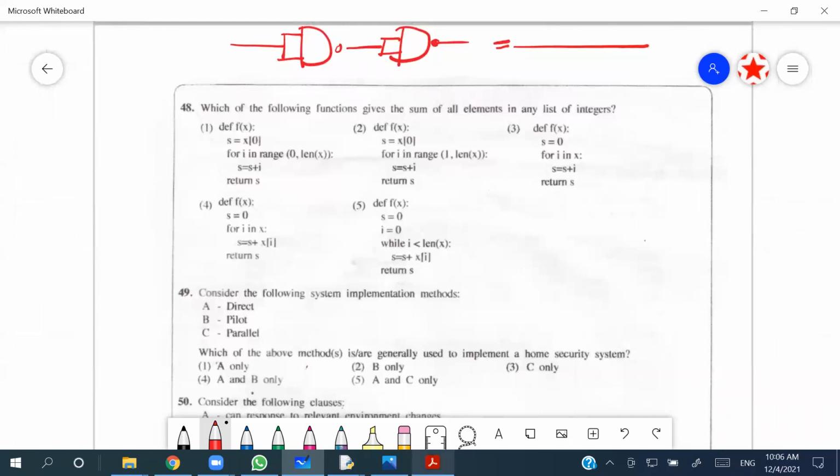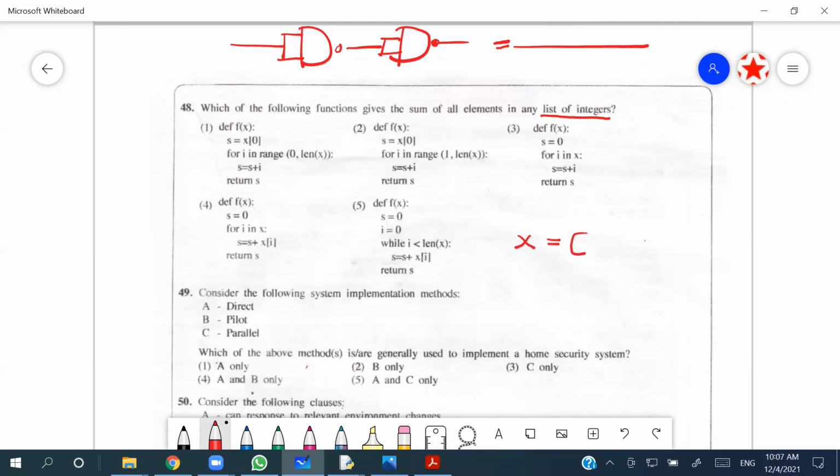Right. So in 48, which of the following functions gives the sum of all elements in any list of integers? Right. So it says def fx. Everyone has begun in the same way, so we don't need to bother about the first line. In the second line, they say s equals x0. Now they say any list of integers. So if the list is going to be X here, it seems they have considered X as the list.